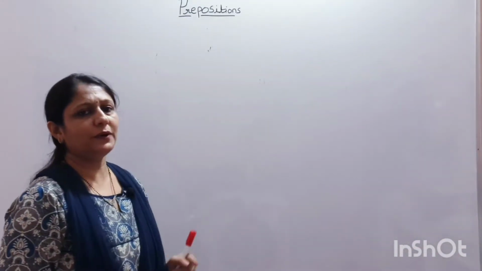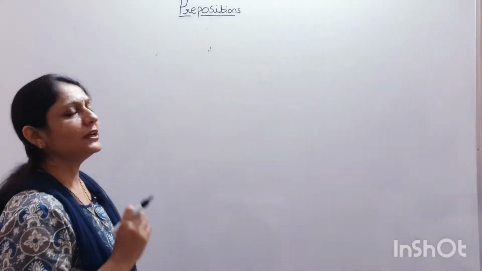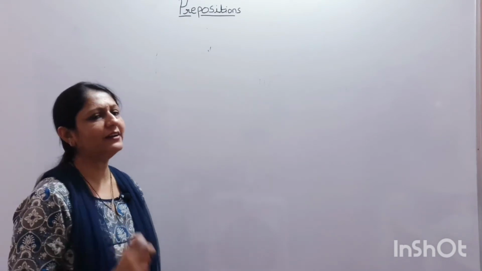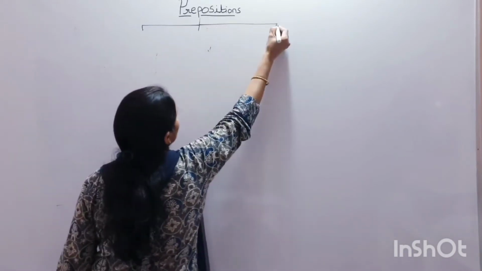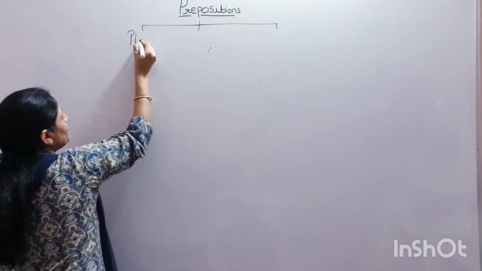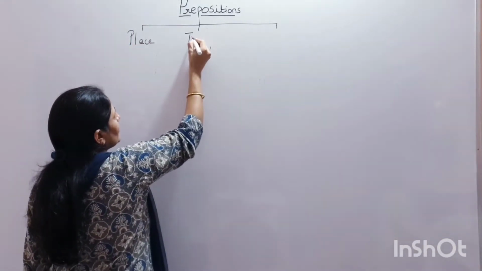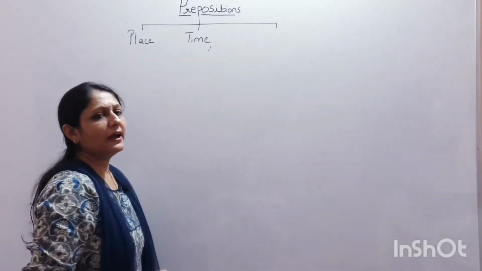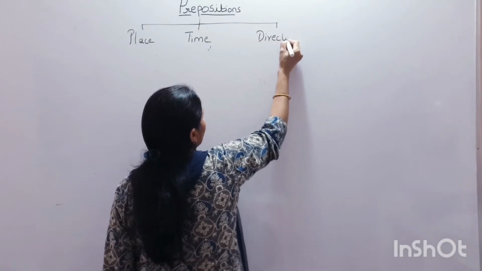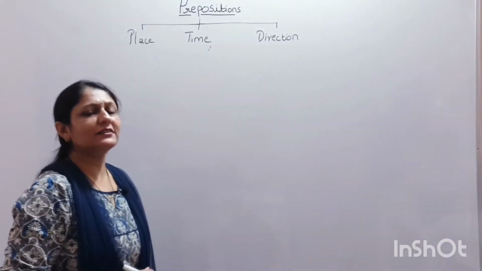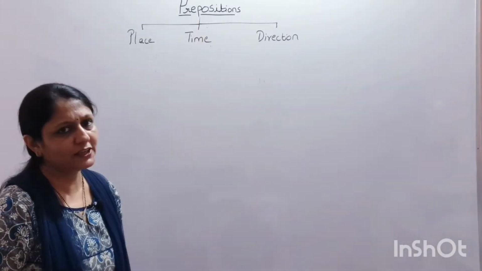To start with, I have already explained the definition of preposition. Now let's start with how many types of prepositions there are. There are normally 3 types of prepositions. Prepositions of place. Then the second kind is preposition of time, and the last one is preposition of direction. These are the 3 categories into which the prepositions are divided.